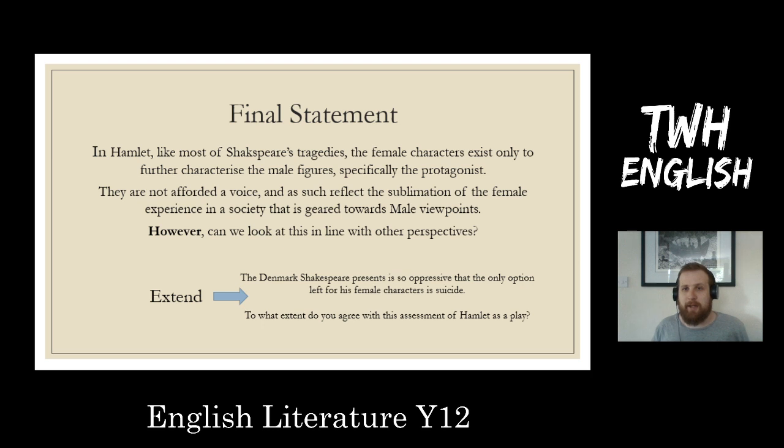So what I want to try and look at is power dynamics within the text itself, what that tells us about what the character is there for. What does Ophelia as a character represent? What does Gertrude as a character represent?